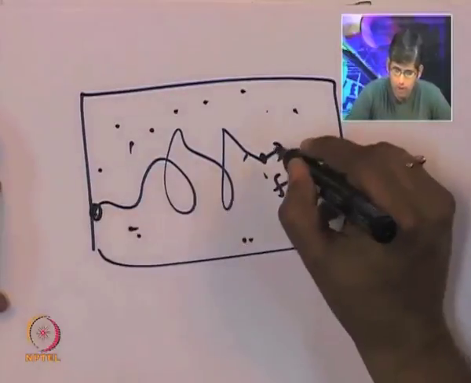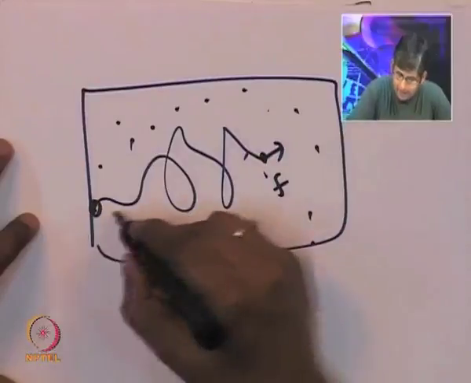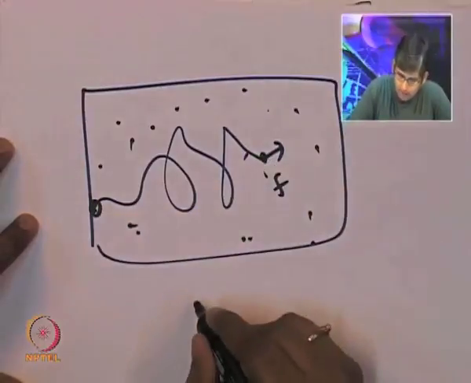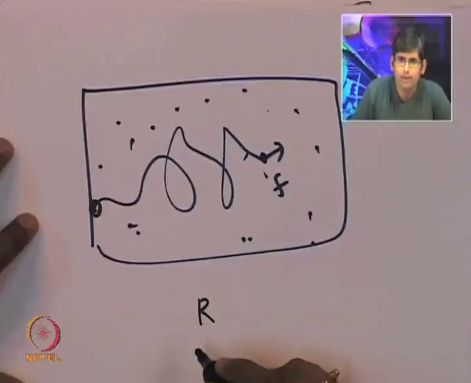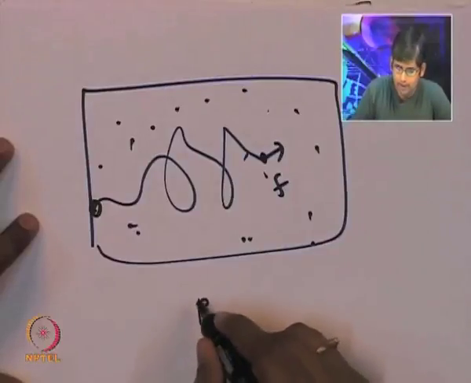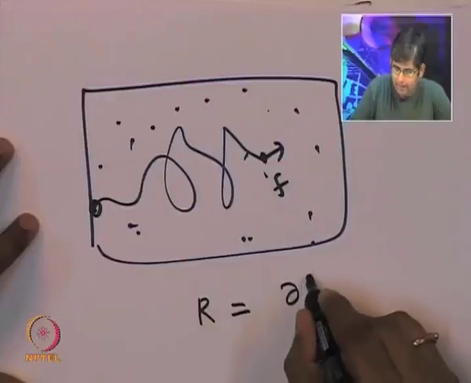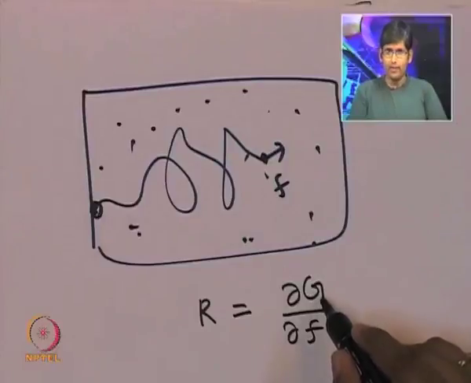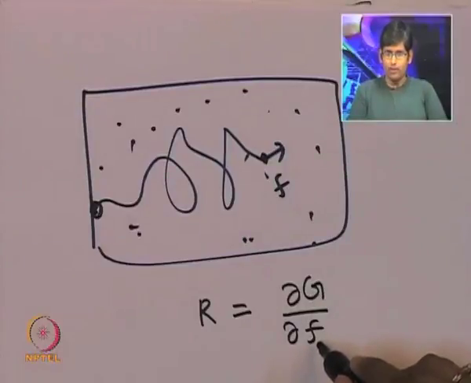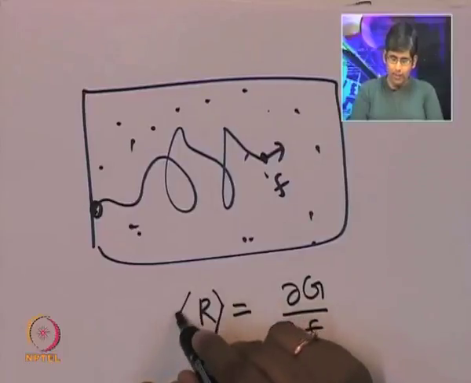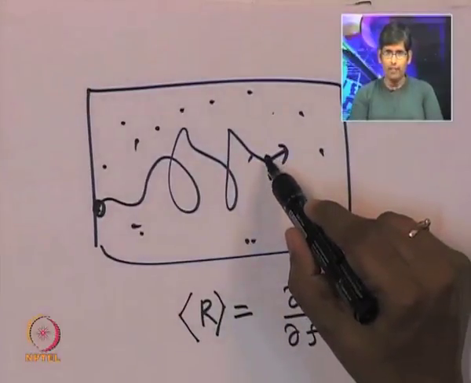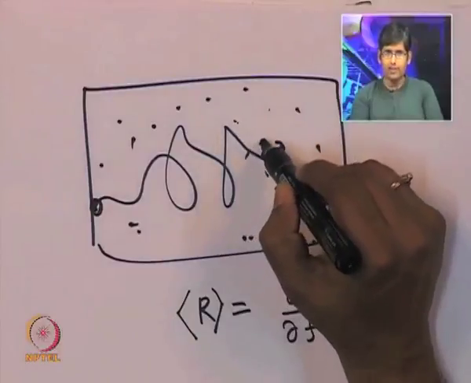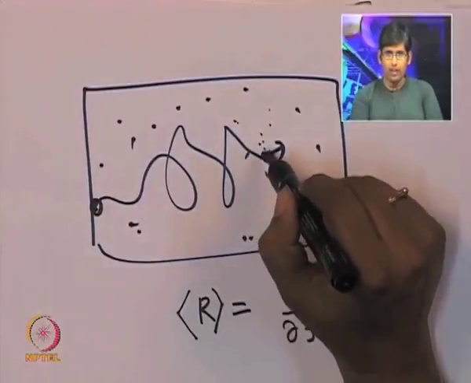So, how do we get the answer? The distance from this end to this end, let me call this r. This r can be computed by taking the derivative of the free energy with respect to force. So, if we can calculate the free energy, we can get the average end-to-end distance. If you imagine you hold this end of the DNA, there will always be thermal forces on this and the end will fluctuate a bit.